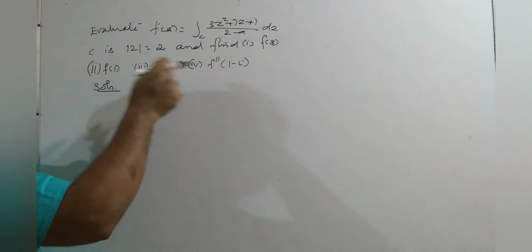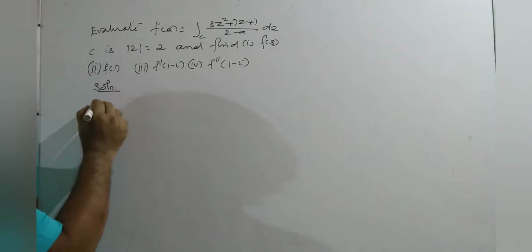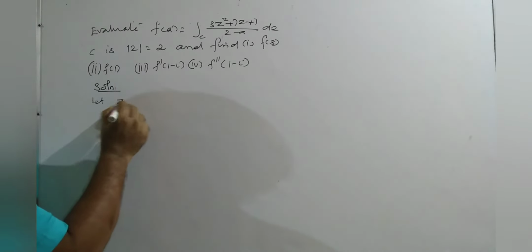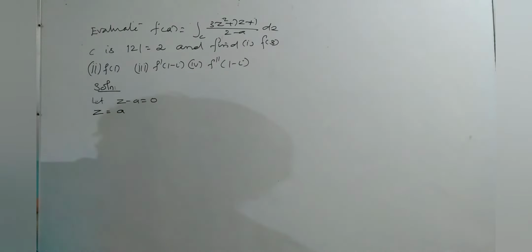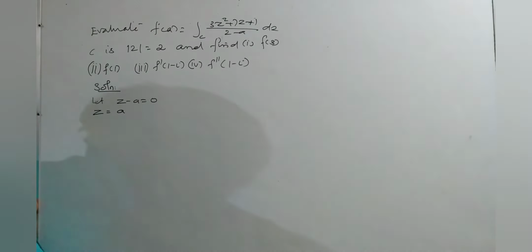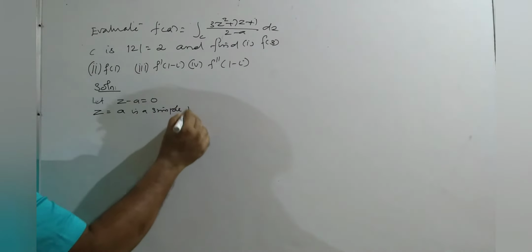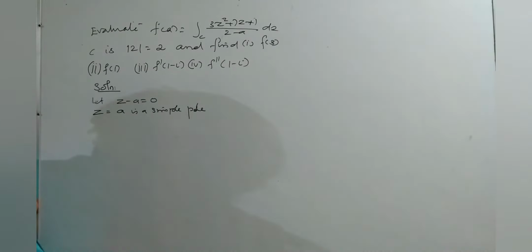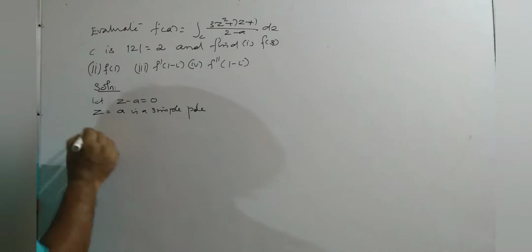So first, what is the first condition? First one, you take denominator value is equal to 0. Let z minus a equal to 0, that is z is equal to a. This is a simple pole because the power of z minus a is 1. So z is equal to a is a simple pole. Pole of power 1. Then we can apply the Cauchy's integral formula.